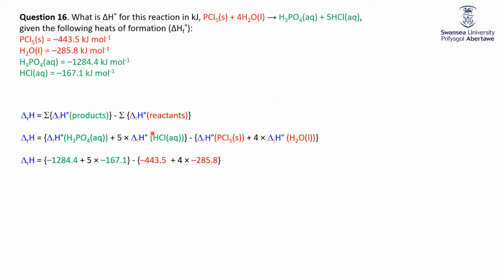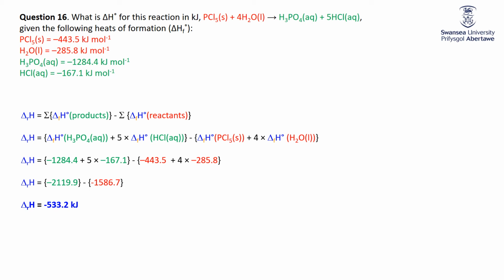Drop in the values. H3PO4 minus 1284.4, HCl aqueous minus 167.1, there it is, PCl5 minus 443.5, and H2O, of which we have 4 of them, minus 285.8. Again, take your time doing the calculation, and you should get delta H minus 533.2 kilojoules. So, those last few questions have illustrated one big concept in delta H with some ancillary ones.